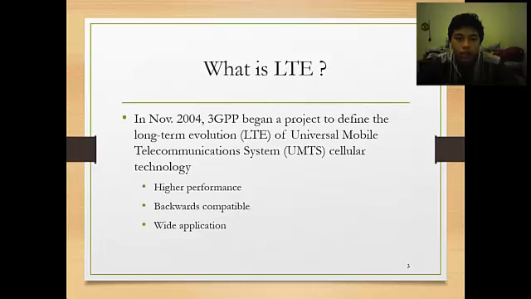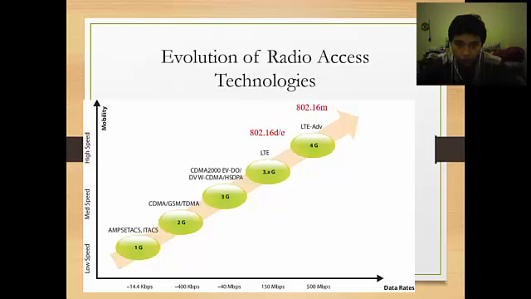What is LTE? In November 2004, 3GPP began a project to define the long-term evolution, or LTE, of the Universal Mobile Telecommunication System, or UMTS, cellular technology. LTE, compared with 3G and 2G, has higher performance, is backwards compatible, and has wide application. Evolution of radio access technologies.